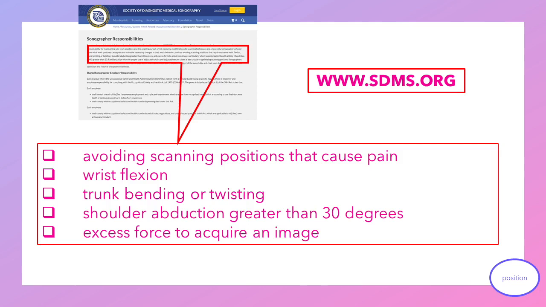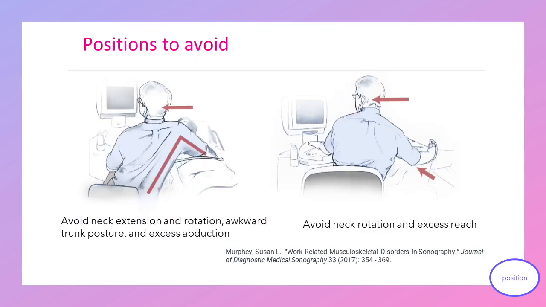Now, trunk bending or twisting, that's a big no-no. And the big take-home message on abduction is you don't want to go greater than 30 degrees. Excess force to acquire an image, we certainly wouldn't want to do that. So when doing carotid ultrasounds, if you're a person that scans from the head of the bed, you want to really think about and avoid neck extension and rotation, awkward trunk posture, and that excess abduction.